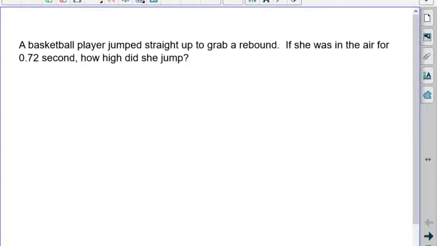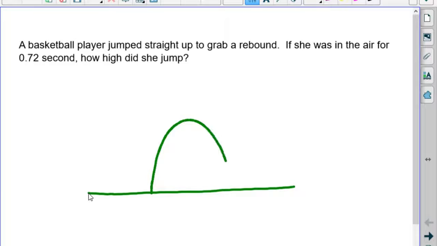Okay, let's try to use the GUESS framework to solve a hang time problem. A basketball player jumped straight up to grab a rebound. If she was in the air for 0.72 second, how high did she jump? All right, so when we do this one, let's do our diagram first. What's going on here? She's jumping up into the air, coming back down, and that all takes 0.72 seconds.